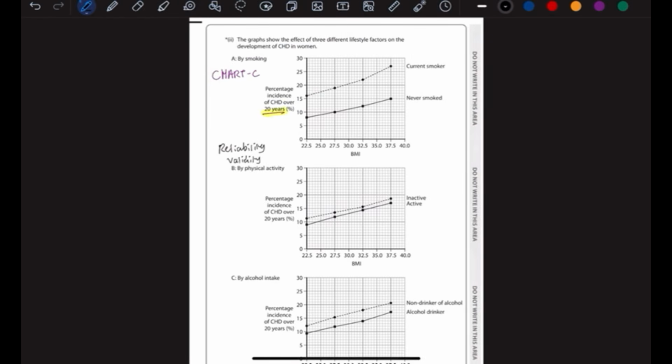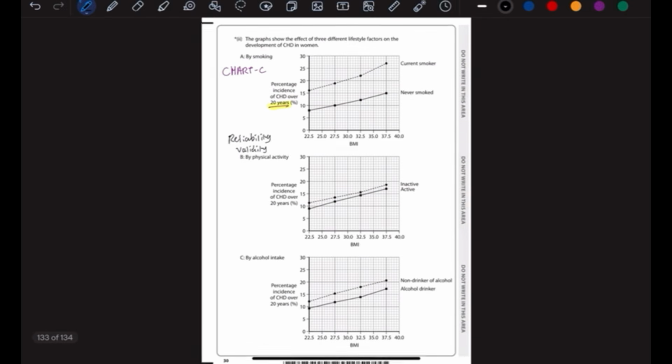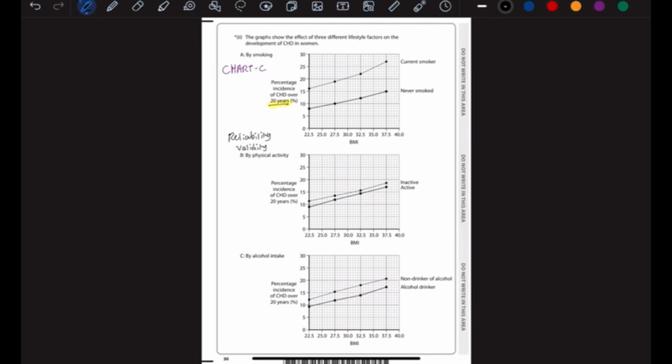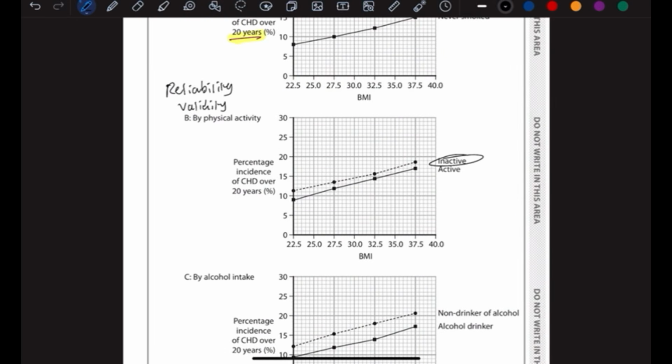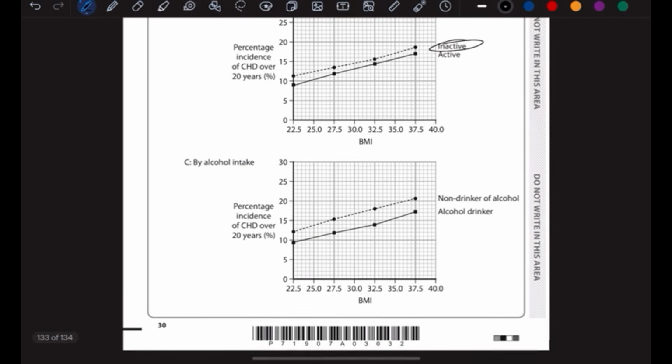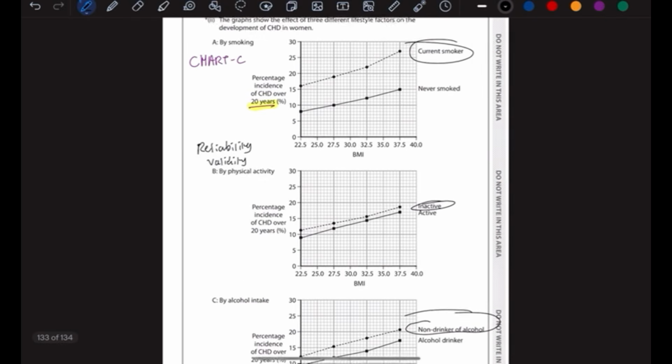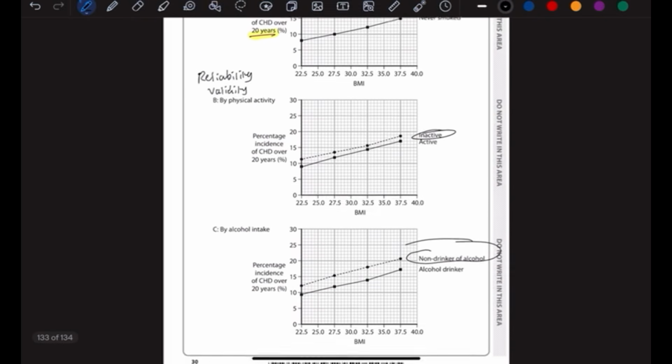Well, let's look at what's happening in the graph here. You can clearly see in terms of the percentage incidence of CHD, given that all these graphs are using the same scale, we can see that smoking is such a high risk. What other things are increasing the risk? Well, they've said that physical inactivity, compared to active, increases the risk. And also, guys, you wouldn't expect this: non-drinking of alcohol. Don't go by what you think it should be. Go by what the question tells you. The question is telling you that not drinking alcohol increases the risk of CHD. And that is across every single BMI level. Across all BMI levels, the graphs are always higher.